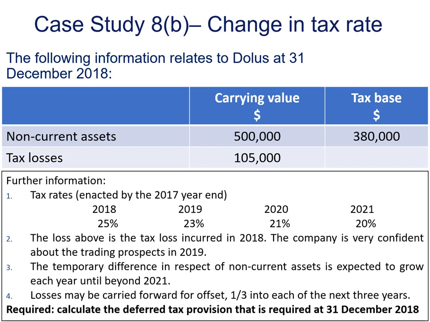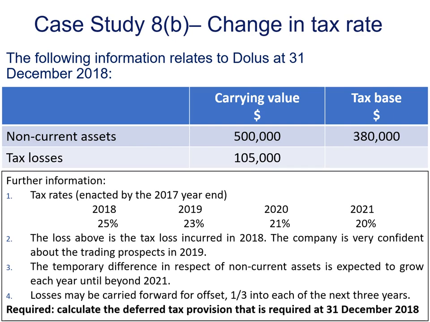So what are we saying? We are saying that the temporary difference that we have currently for non-current assets is supposed to grow each year beyond 2021. So 2021 and beyond. Now, remember these tax rates have been determined in advance.